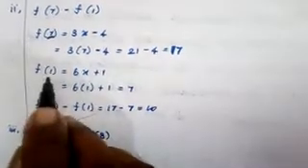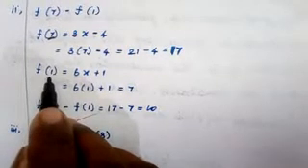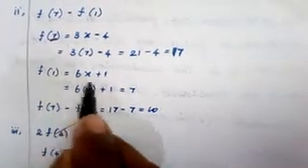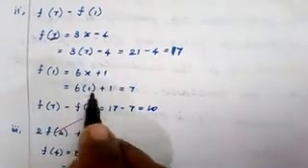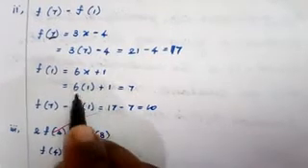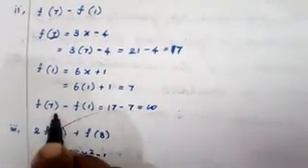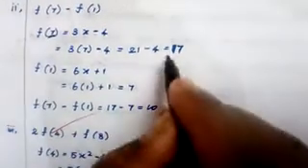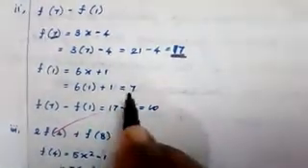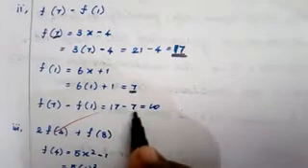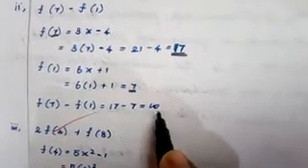Then f of 1. 1 lies in the first category. That expression is 6x plus 1. So 6 into 1 plus 1. 6 ones are 6, 6 plus 1 is 7. Now we want to find f of 7 minus f of 1. f of 7 value is 17, f of 1 value is 7. So 17 minus 7 is equal to 10.